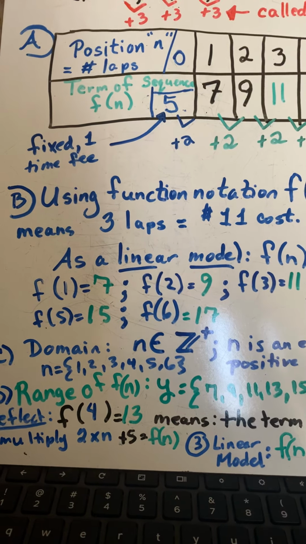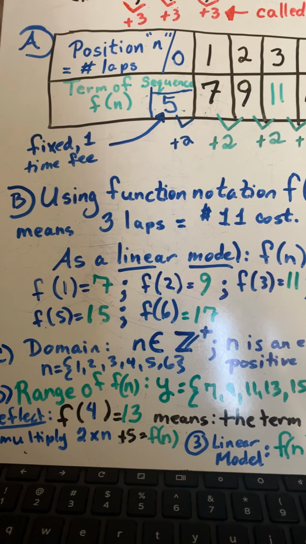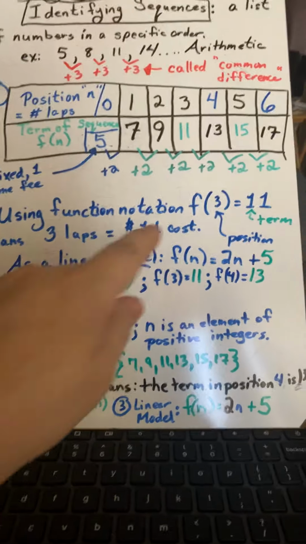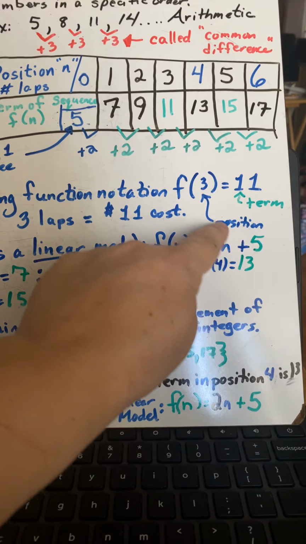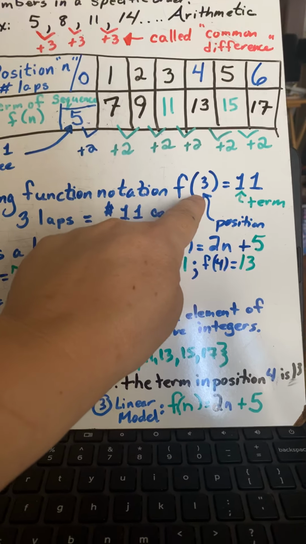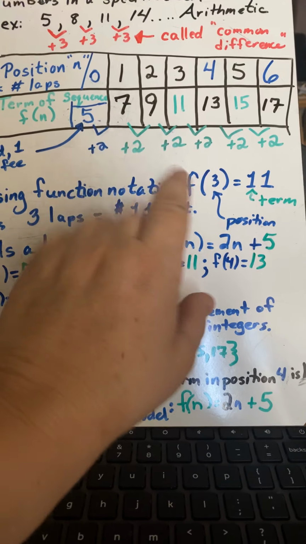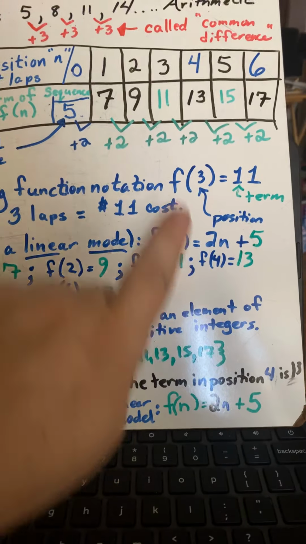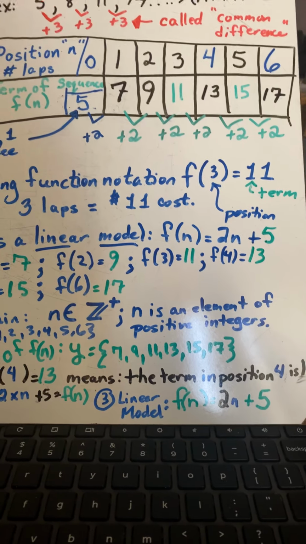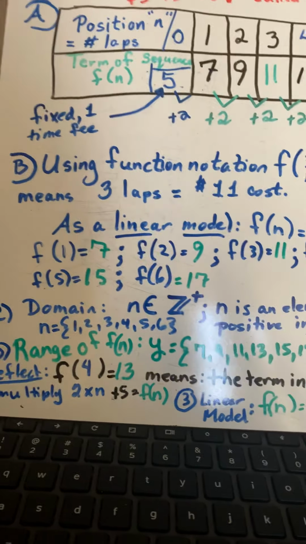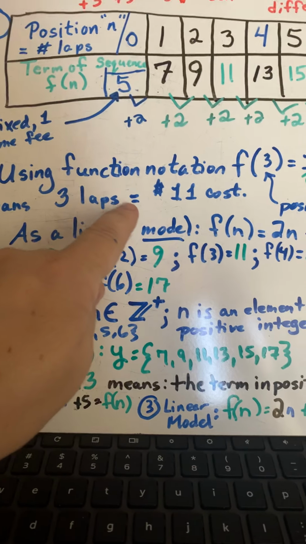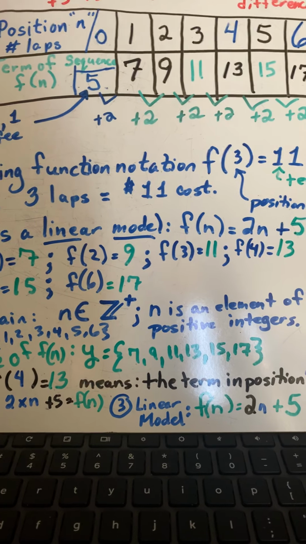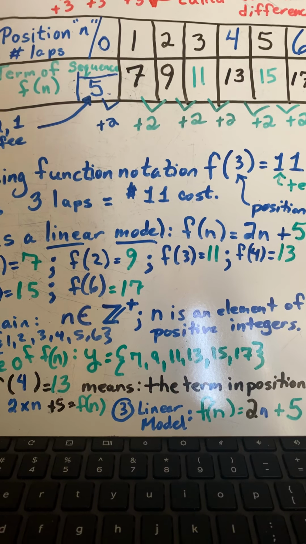So for part B, using function notation, f of 3 is equal to 11. The 3 is called the position. He's the third guy in line. 1, 2, 3, third guy in line. Cueste $11. So once I do 3 laps, the cost will be $11. And again, I've written that out for you. This means 3 laps will be $11, the cost for that car going around the track.